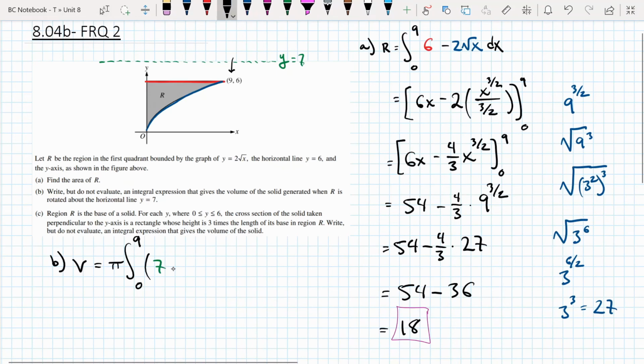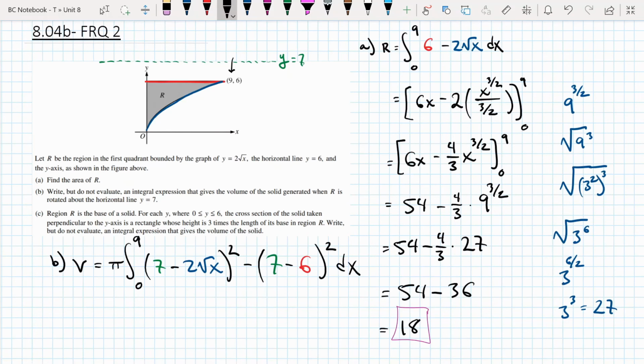minus the function that is further away from the axis of rotation. And in this case, that is going to be 2 root x, squared, minus 7 minus the function that is closer to the axis of rotation, which is 6, squared. And so this integral expression right here, which we do not have to evaluate, is equivalent to the volume generated by taking the region R and rotating it around the line y equals 7. And you can simplify this if you want. You can change this over here to the number 1, but let's just leave it like that.